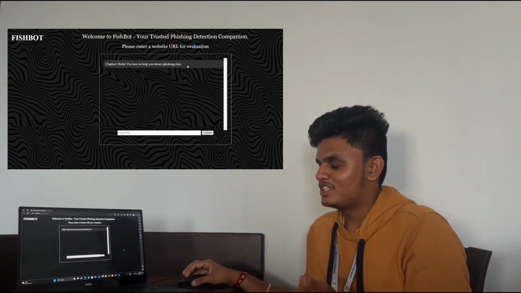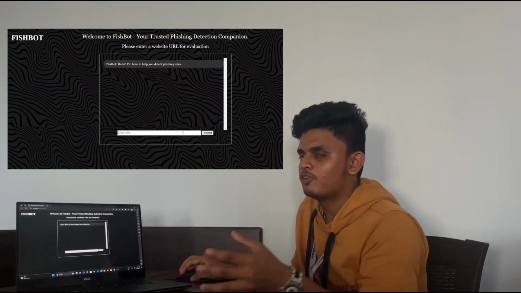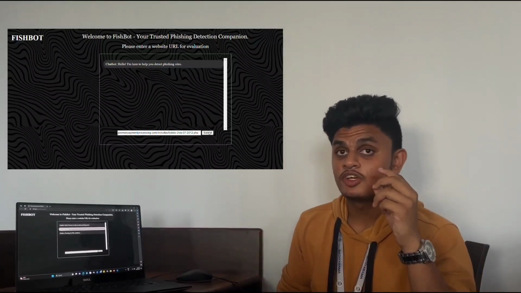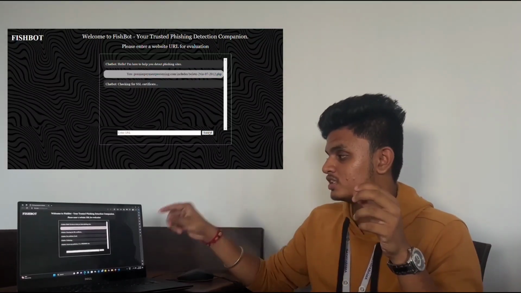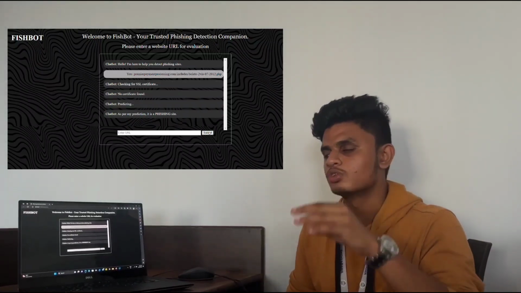So this is our interface. What we are actually doing is, now we are giving a phishing site for testing this interface. So we submit this phishing site and it first checks for the SSL certificate. So there's no SSL certificate. That doesn't mean it is a legitimate site. So it again goes for predicting.